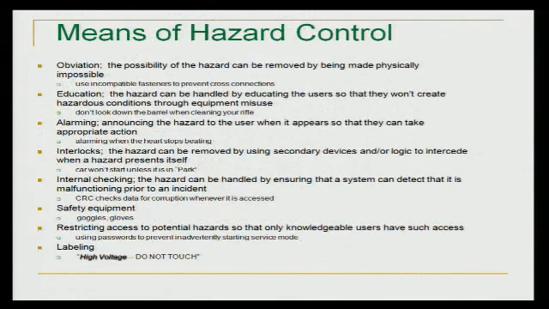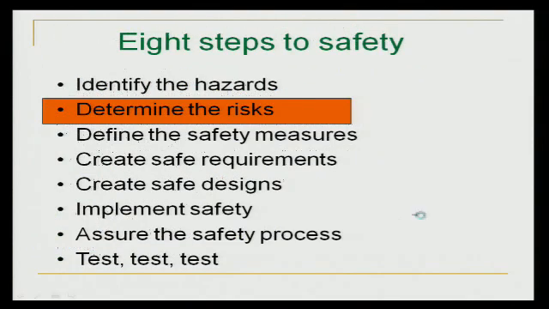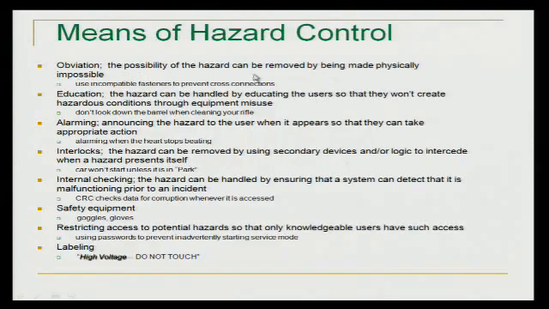Okay, so how do I control these hazards? Well, there's a long list of things you can do. And, obviation. Oops, let me go back. Okay. Can you remove the hazard by making it physically impossible to do something? Remember the fasteners we talked about? Make it physically impossible to plug oxygen and nitrogen into the wrong thing. That's referred to as obviation.